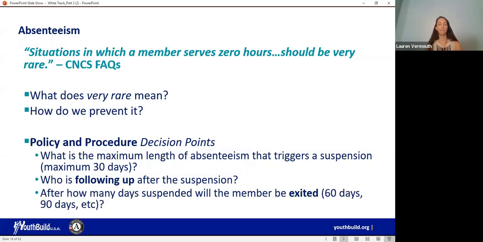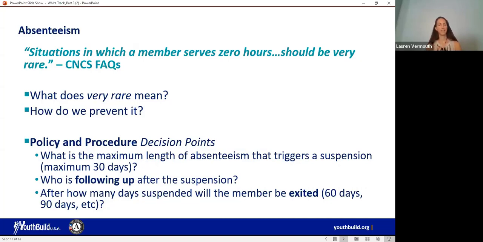And then finally, after they've been suspended for absenteeism, how much longer are we going to let them be absent before we eventually exit them from the program? Our recommendation is 60 days. That may feel too short for you. You may think, nope, we need to provide more time. And you can do that. Regulations allow up to 2 years that a member can be suspended. I really don't see why you would need your policy to stretch out that far, but it is allowable.